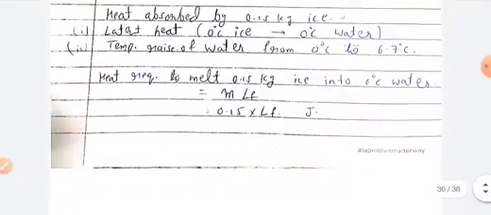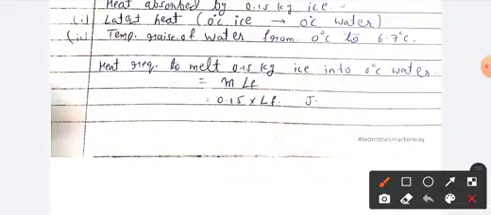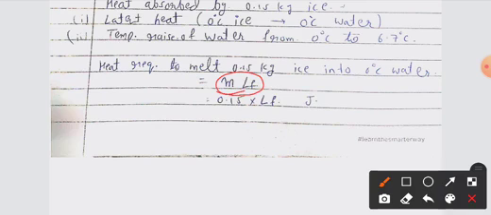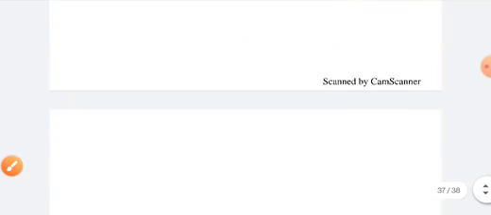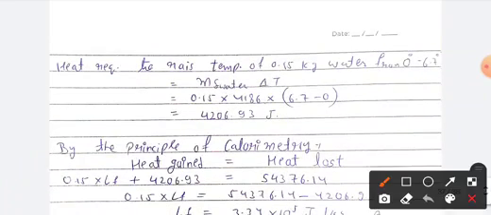Okay, so first we are calculating the heat required to melt 0.15 kg ice into 0 degree Celsius water. That will be equal to m into Lf, mass into the latent heat of fusion for 1 kg of ice. So this will be the heat required to melt the ice, and we don't know the value of the latent heat of fusion. We will calculate this, and the heat required to raise the temperature is again m s delta T.